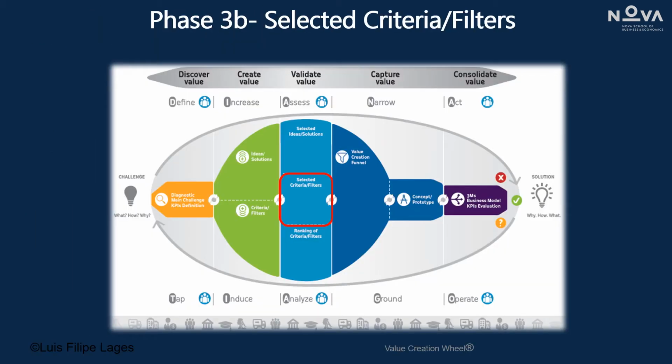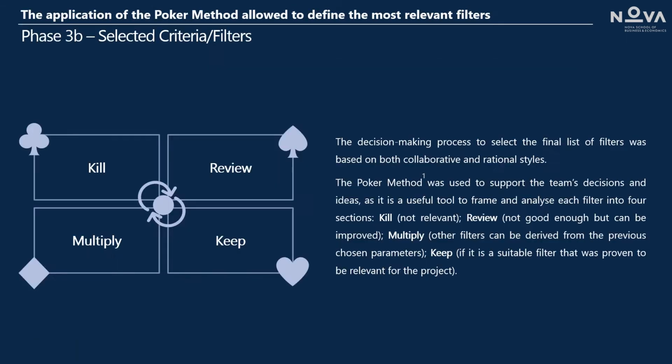Regarding phase 3B, we will now be selecting the criteria to be applied to the previously chosen ideas. The decision-making process to select the final list of filters considered both collaborative and rational analysis.